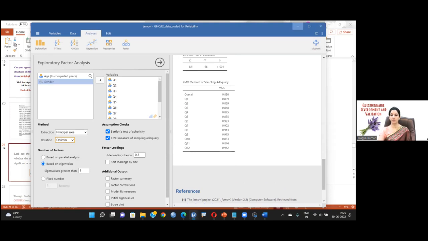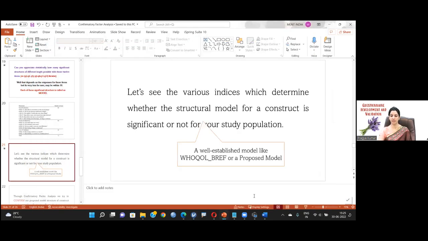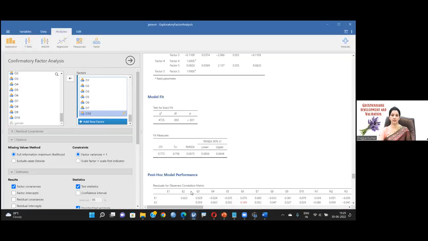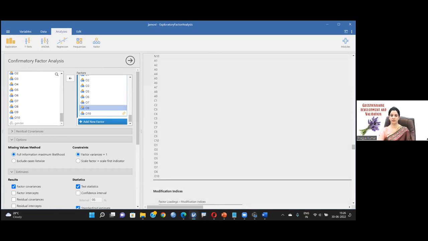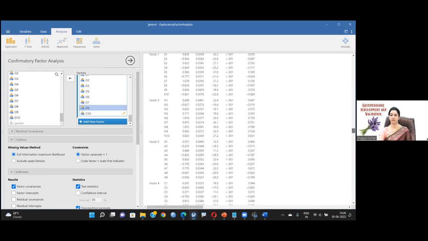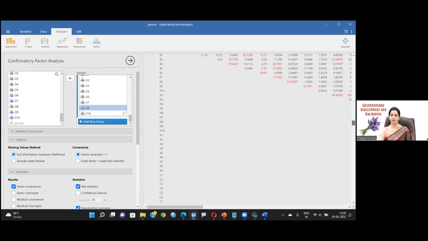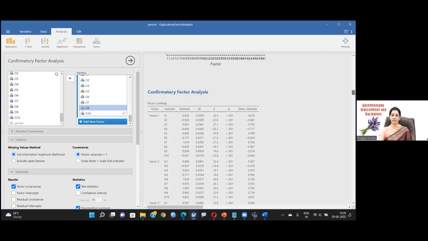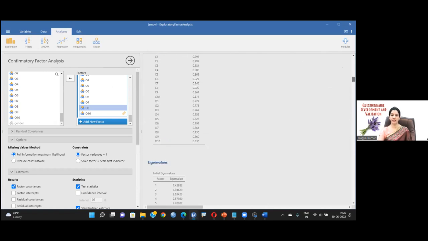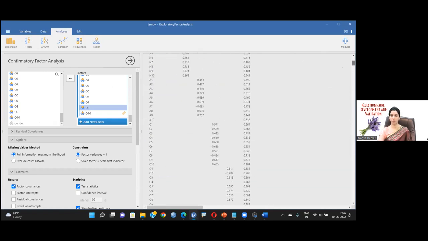So now coming to the confirmatory factor analysis. From the exploratory factor analysis, what I have seen is that from exploratory factor analysis, I have decided that I'll remove a few items. I'll show you on the basis of what.